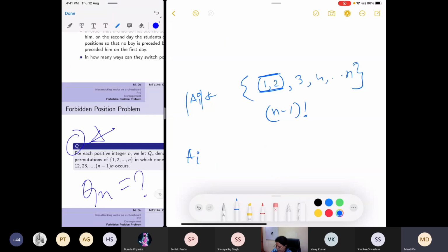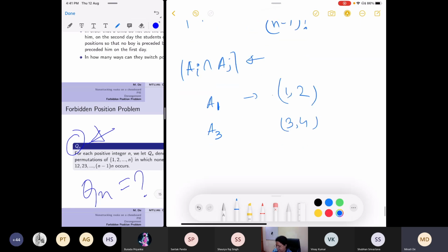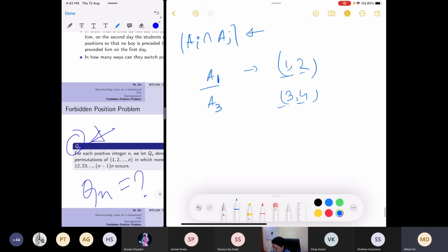AI intersection AJ, that is what we are interested in counting. So what would that be? There are actually two possibilities. For example, let's say A1 means 1 and 2 should come together, and let's say A3 means 3 and 4 should come together. If I and J are like this, they are not common; there is no common element among 1, 2, 3, 4, they are all distinct in A1 and A3.